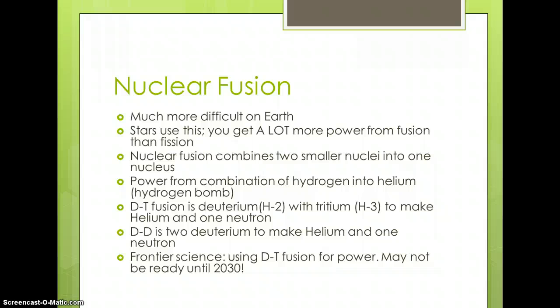DT fusion is deuterium, that's hydrogen 2, with tritium, hydrogen 3, to make helium and one neutron. That's another example. And DD is 2 deuterium to make helium and one neutron. An example of frontier science that we talked about earlier in this chapter is using the DT fusion for power. That may not be ready for several years down the road.